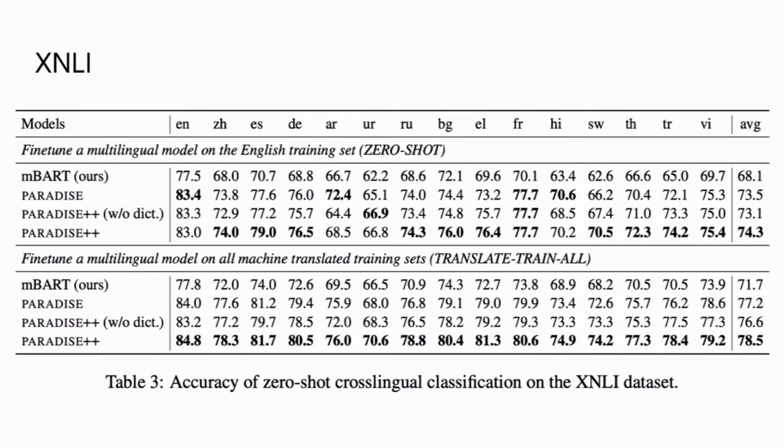So here is XNLI, and we can see that Paradise models do perform quite a bit better. And this all goes to show that if we pre-train our models to be more cross-lingual and try to introduce this bias at pre-training, it seems to pay off at fine-tuning time in all the languages that we tested on.